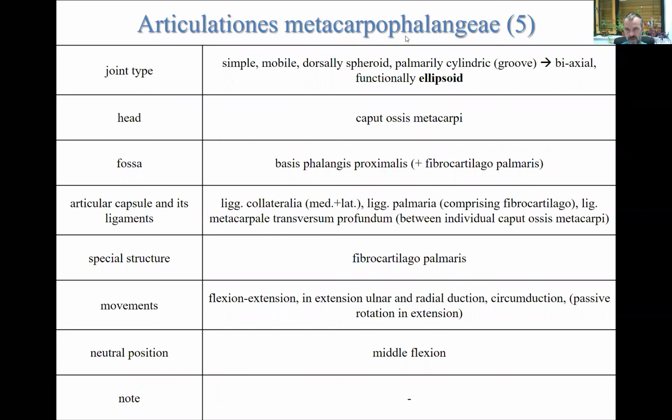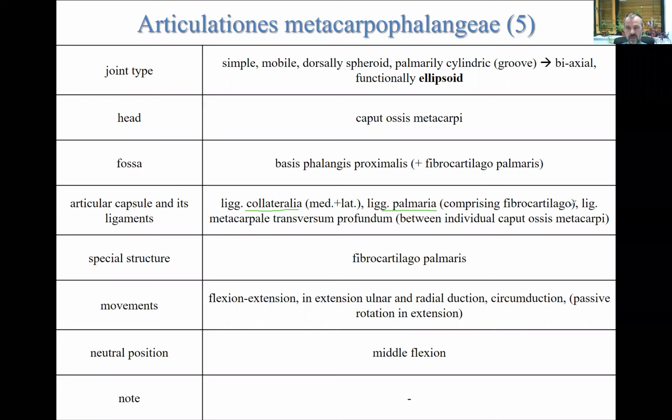Okay, as for the ligaments, they have collateral ligaments. That means on the side, and these ligaments also do not allow to perform abduction and adduction. And we have one palmar ligament which covers totally the fibrocartilage. It encompasses the fibrocartilage.